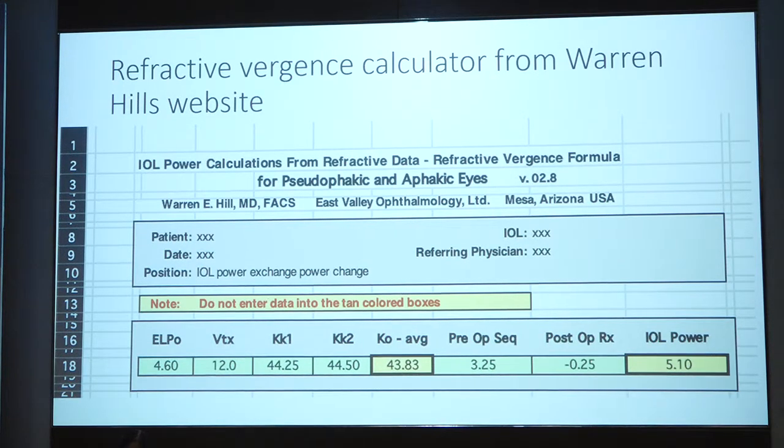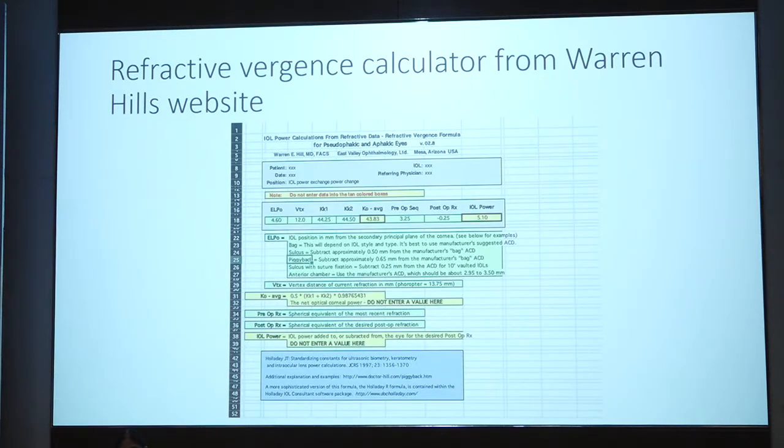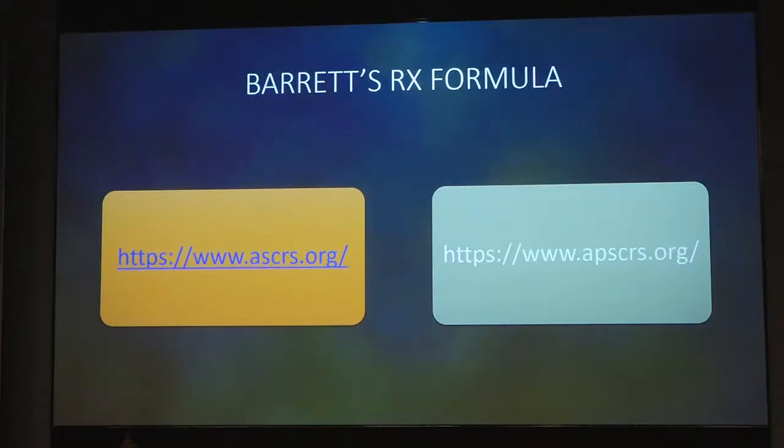And the refractive divergence calculator from Warren Hill's site is actually very easy, though it looks very complicated. All you have to enter is the K1, the K2, and the preoperative power. So if you have a patient who accepts 3.25 for plano, and you want a post-op minus 0.25, it will give you a power of 5. So you just have to know K1, K2, and what the acceptance is to use the refractive divergence calculator. It's not complex. There are clear instructions. Please go to Dr. Hill's site, and he'll tell you how to do it.